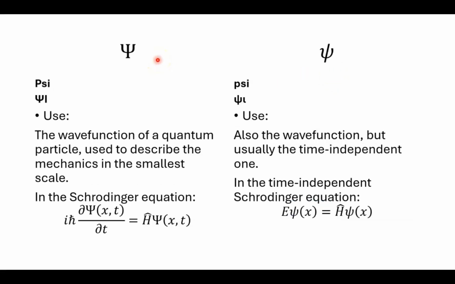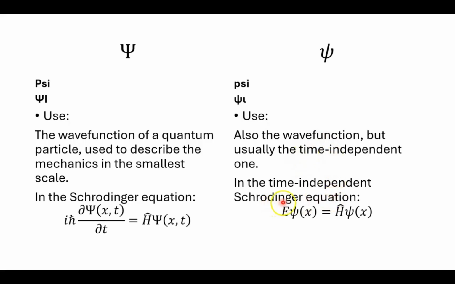And the next one is psi. They are used to represent the wave functions of a quantum particle, which is used to describe the distribution in space of the probability density function at the smallest scale. So the uppercase one is used in the full Schrödinger equation, written like this. The left-hand side, partial t, tells you how the wave function evolves in time. And the right-hand side, remember this, the Hamiltonian operator, tells you how the wave function will respond to the energy distribution in space. The lowercase psi is also the wave function, but it usually represents the time-independent one.